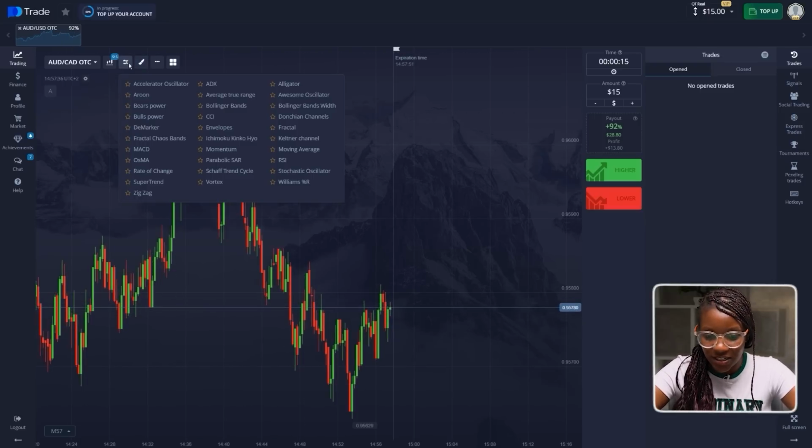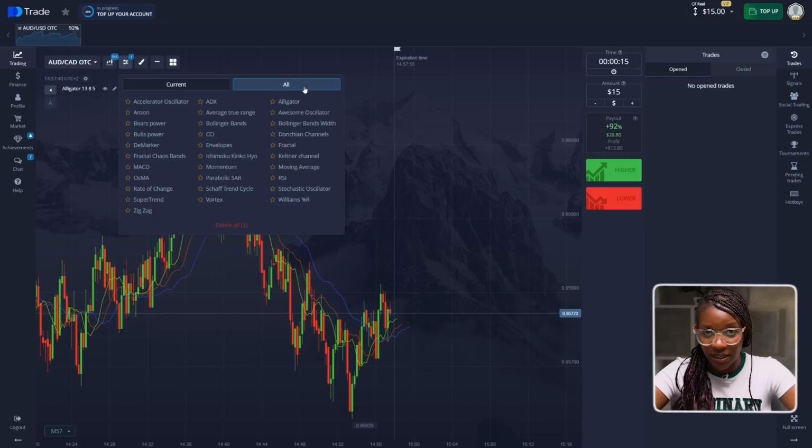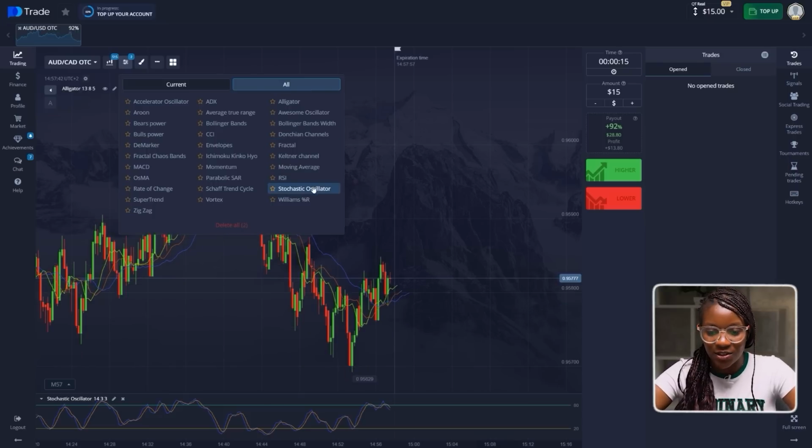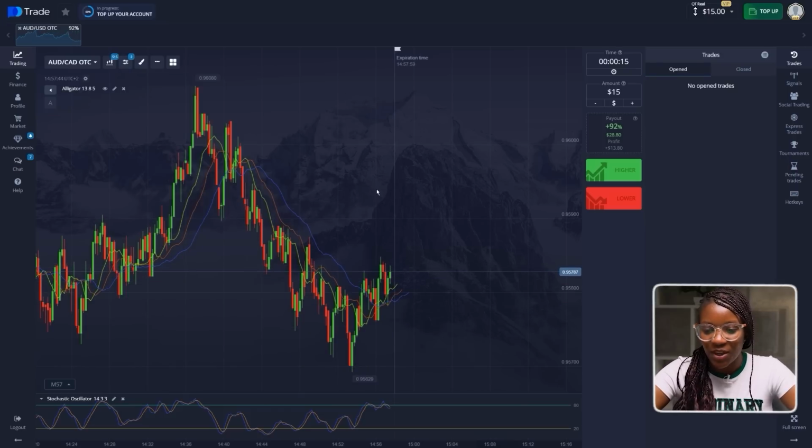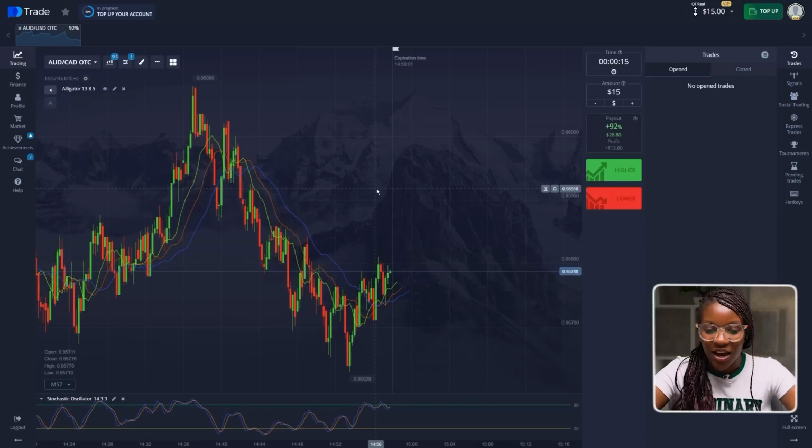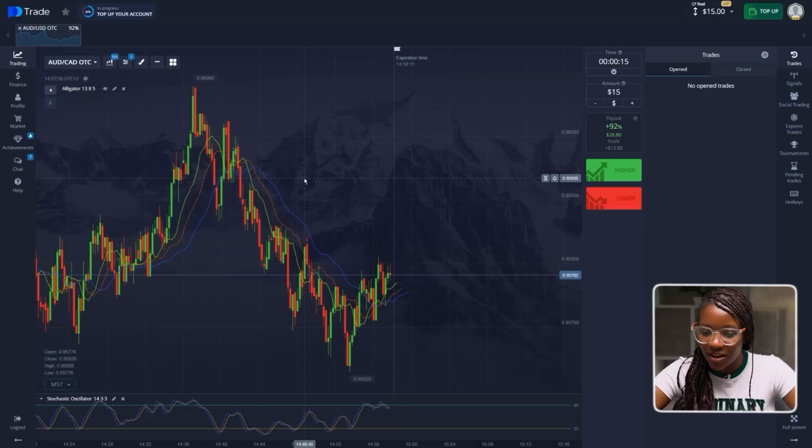Click on indicators and select two indicators here. First one will be the alligator. Second is the stochastic oscillator. Well, my dear friends, we have the chart ready to trade. We have all indicators customized and beautiful candle images. Here you go.